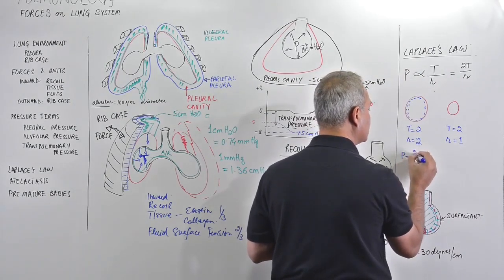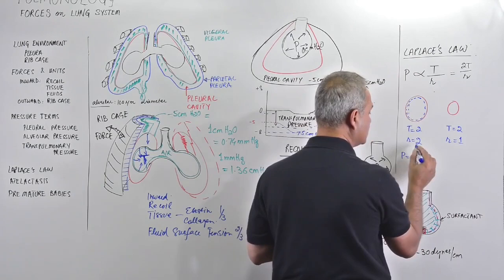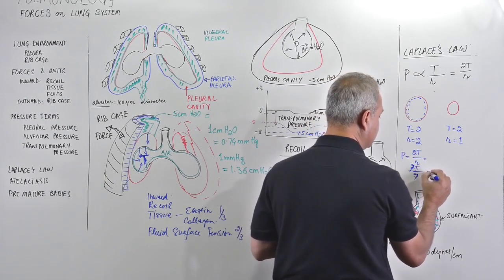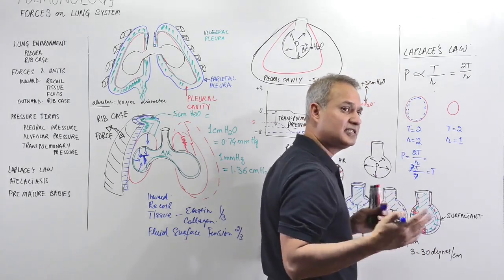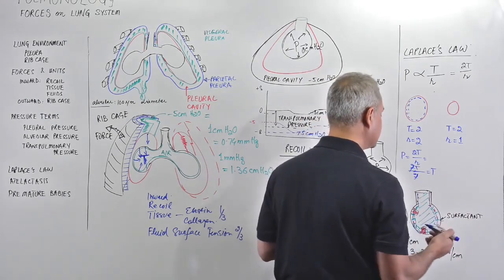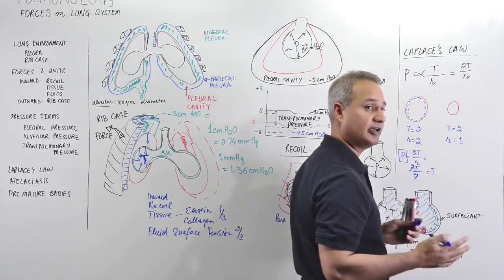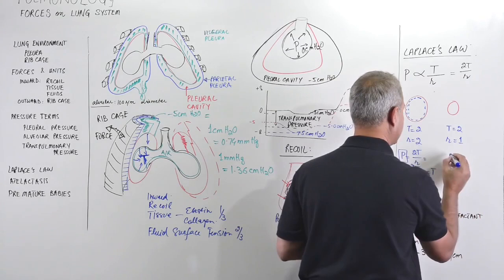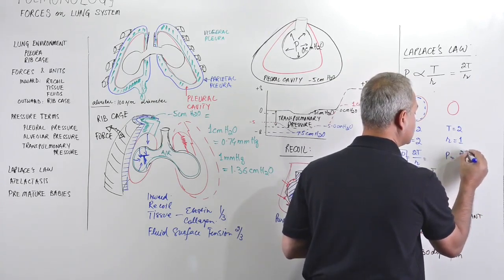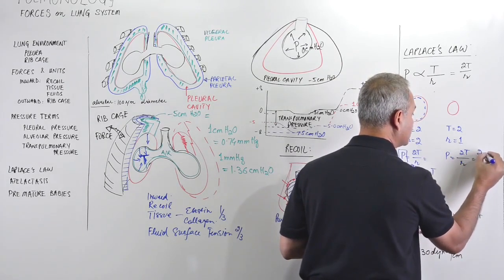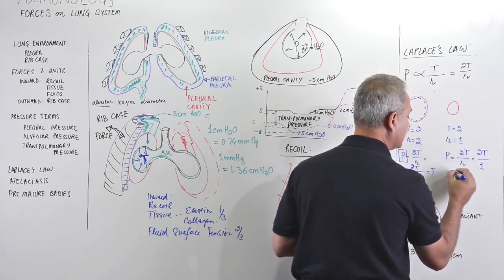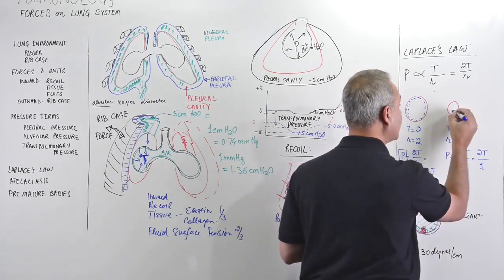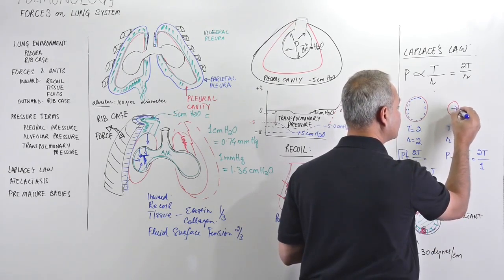Now let's calculate the P. So P equals 2T over R, which is 2T over 2, equals T. So let's say T is 5; then here the pressure is equal to 5 as well. So they're in balance. Here, if we take P equals 2T over R, where R is 1, and if the tension is 5, then we have a pressure of 10. So there is a higher pressure in here.